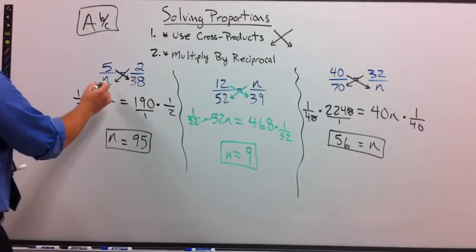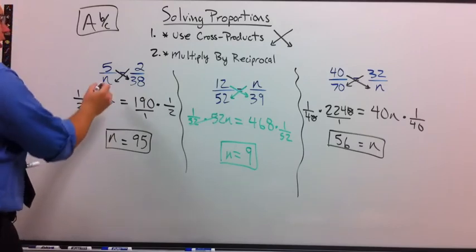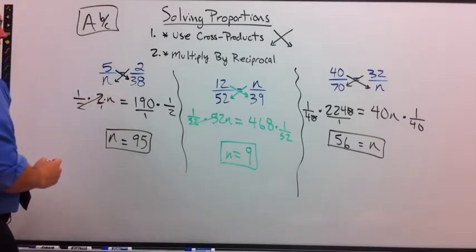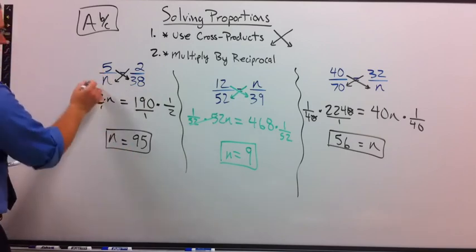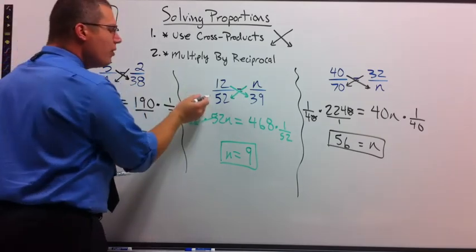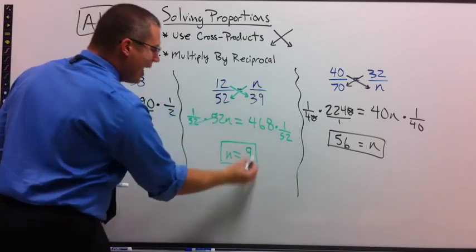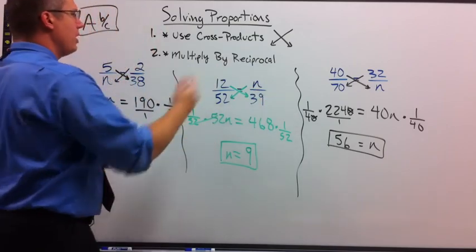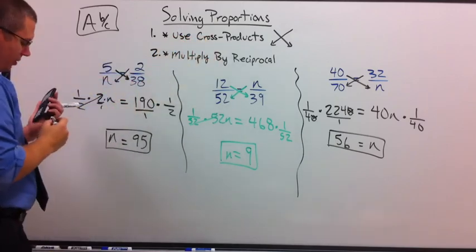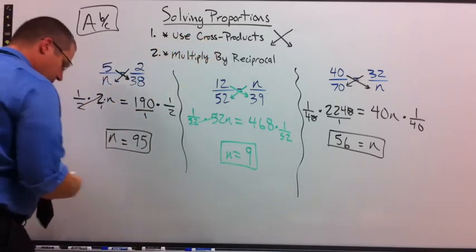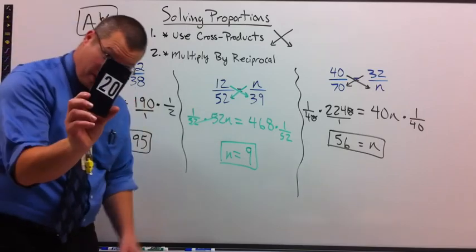So what you did is you took a proportion and found out what the missing number had to be. For every 2, there's 38. For every 5, there are 95. For every 12, there's 52. For every 9, there are 39, etc. Use cross products, multiply by the reciprocal. And when you're done with your calculator, put it back.